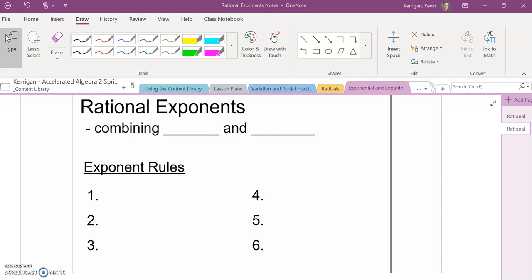All right, our next unit is exponential and logarithmic functions. Our first section within this unit is rational exponents, which is allowing us the ability to combine radicals and exponents.